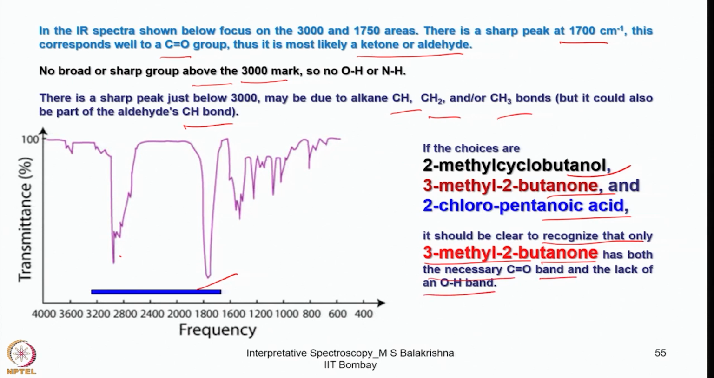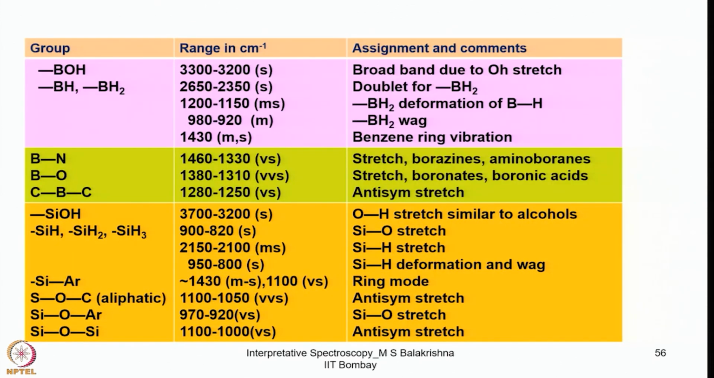So when you have the option of identifying the spectrum with 3 or more choices, by simply analyzing, we should be able to arrive at the right kind of molecule this IR spectrum is representing. Now I have given a little bit elaborate and extensive table here for different groups and also the range in which absorption bands are seen, and what kind of assignments and comments can be given for those. When you look into O-H, the range is 3300 to 3200. It's a strong, broad band due to O-H stretch.